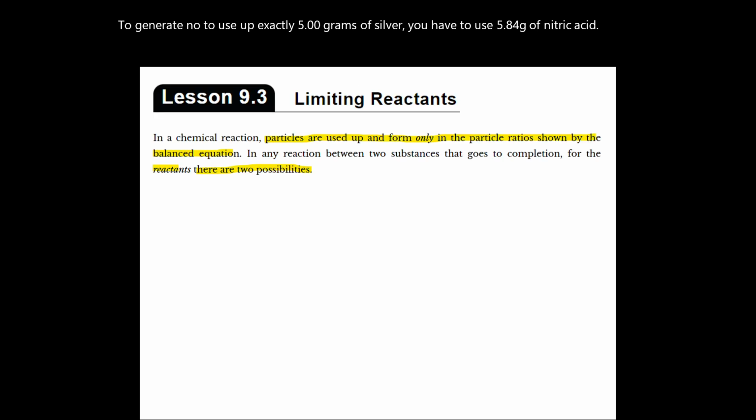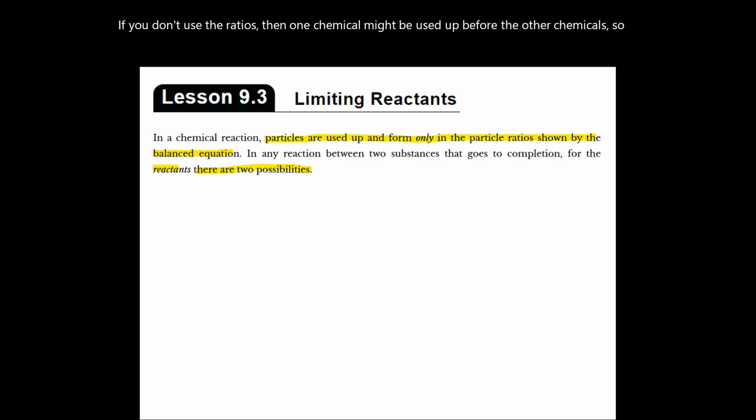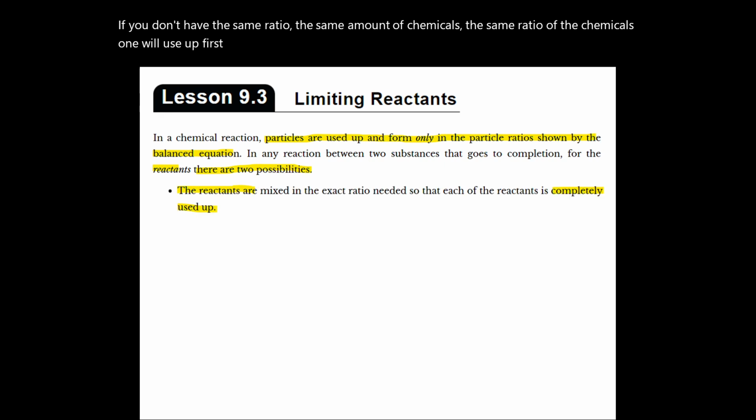The limiting reactants in chemical reactions: sometimes if you don't use the ratios, then one chemical might be used up before the other chemical. If you don't have the same ratio of the chemicals, one will be used up first, and the other will remain in the container as an excess.